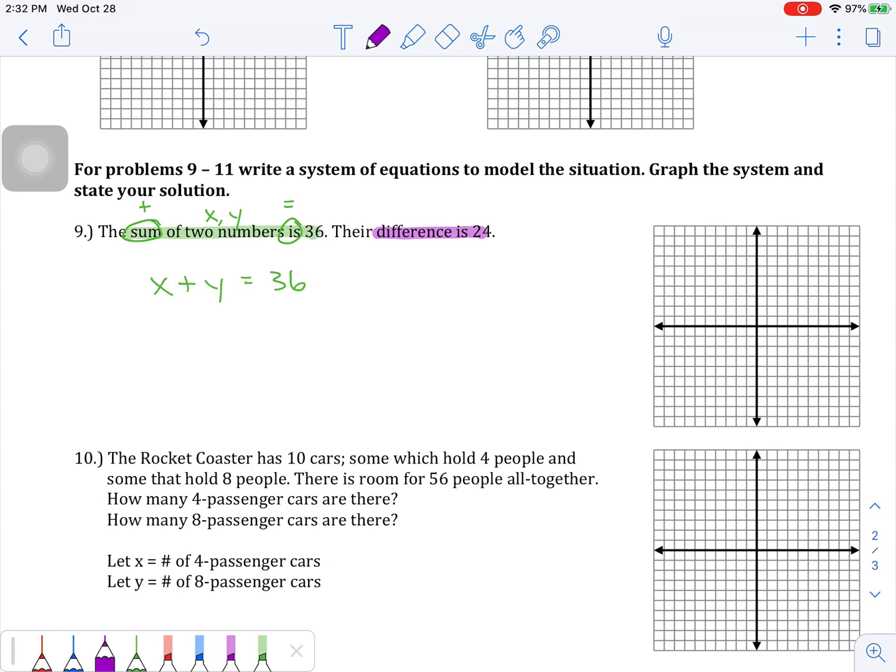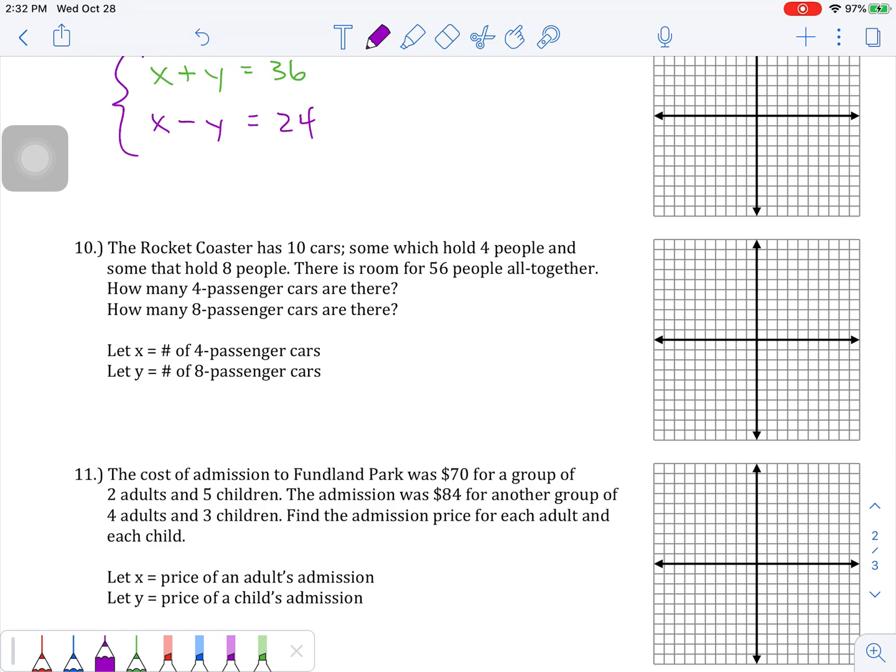The second equation, I see difference is subtraction, and the word is again equal. So this time instead of x plus y, it's going to be x minus y. So now I have my system that you can go ahead and graph and then figure out what your solution is. Let's take a look at 10.